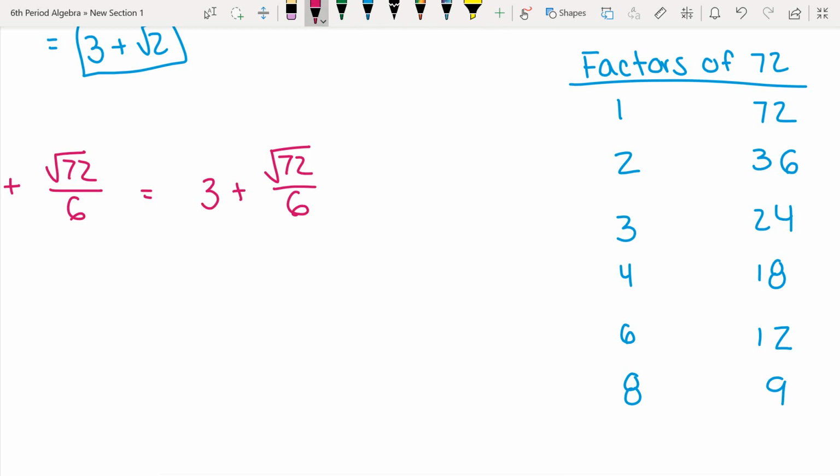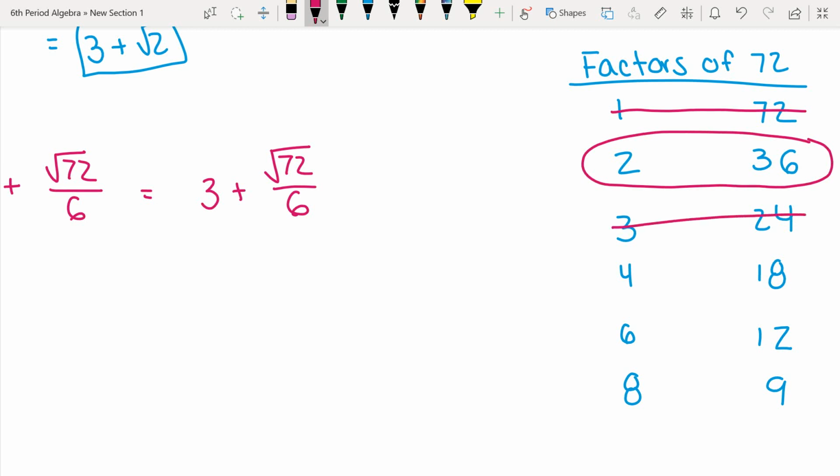From here, we start looking at our factors and try to find an ideal pair. So 1 and 72 will never work. 2 and 36. This works because 2 is prime and 36 is a perfect square. So this is an ideal pair. But let's rule out everything else just to make sure we're clear. 3 and 24. 3 is prime, but 24 is not a perfect square. It's out. Now we have 4 and 18. Well, 4 is a perfect square, but 18 is not prime. And I already have something I know will work, so I'm just going to rule out that one.